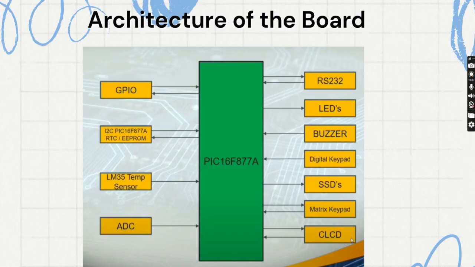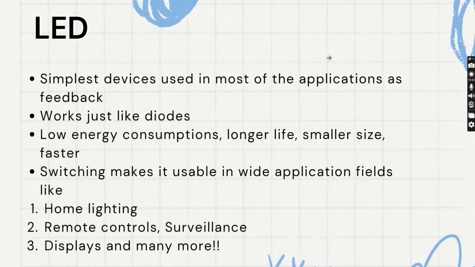This is the architecture of the PIC16F877A microcontroller, which was just explained by my friend. This architecture gives us a brief idea regarding the board. We can see it has LEDs, buzzers, digital keypad, matrix keypad, CLCD, and also ADCs. It has LM35 temperature sensors, and it has an EEPROM and GPIO. So this is all about the architecture of the board.